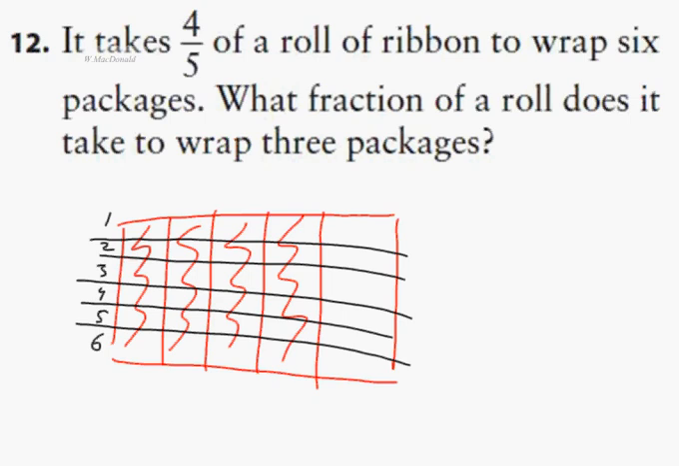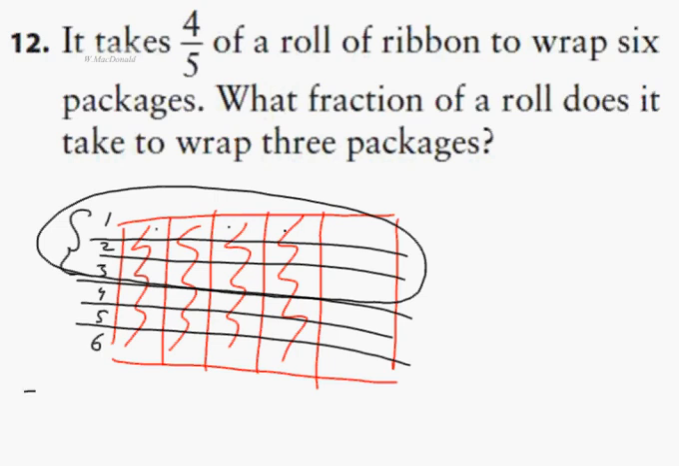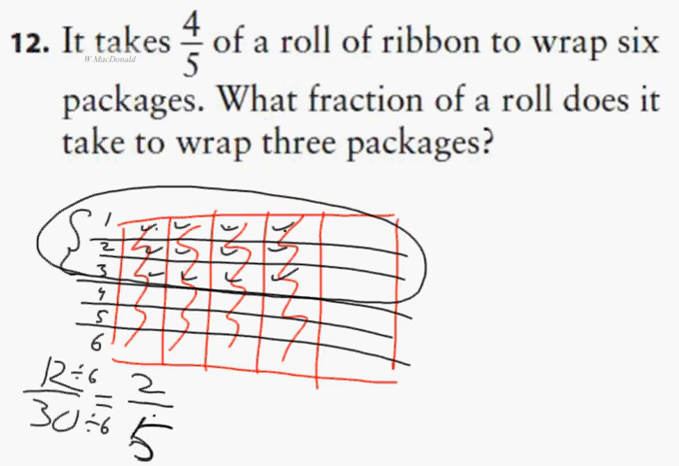How much does it take to wrap 3 packages? Well, that would be all of this right here, which the denominator is now 5 times 6 is 30. And I would have 1, 2, 3, 4, 5, 6, 7, 8, 9, 10, 11, 12 parts out of the 30, which in lowest terms, both are divisible by 3. Actually, both are divisible by 6, which would be 2/5. 2/5 is your lowest terms. So what fraction of a roll does it take to wrap three packages? Approximately 2/5 of a roll.